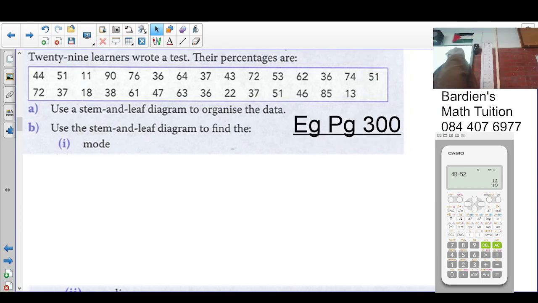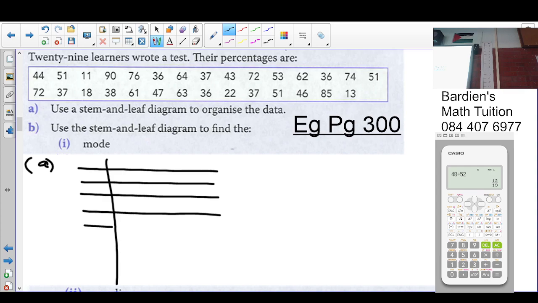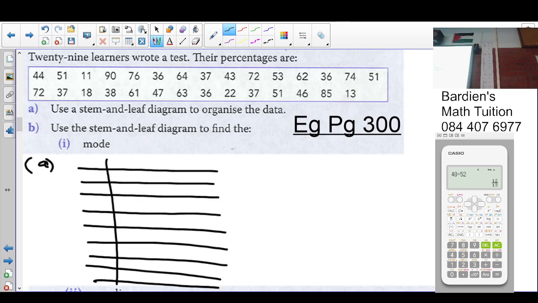The question says 29 learners wrote a test. The percentages are listed there. In A, they say use a stem and leaf diagram to organize this data. As you can see, the lowest value is 11 and the highest value is 90. So the stems are 10, 20, 30, 40, 50, 60, 70, 80, 90.